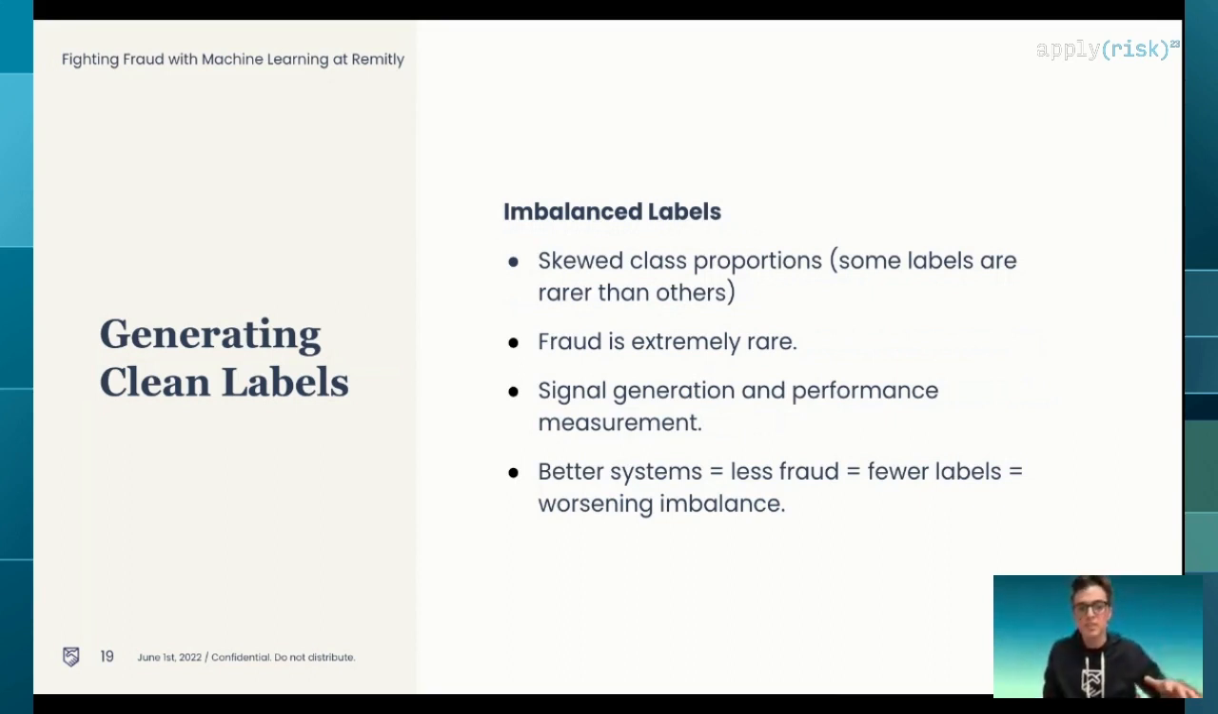Fewer labels means weaker signal for learning fraud patterns and you run the risk of overfitting. And then fewer labels also leads to higher variance in performance measurement with longer data gathering phases to have confidence in our experiment reads during online testing. This problem also compounds as we improve our systems. Better systems means less fraud, means fewer positive cases over time to train on, means that the class imbalance actually gets worse.